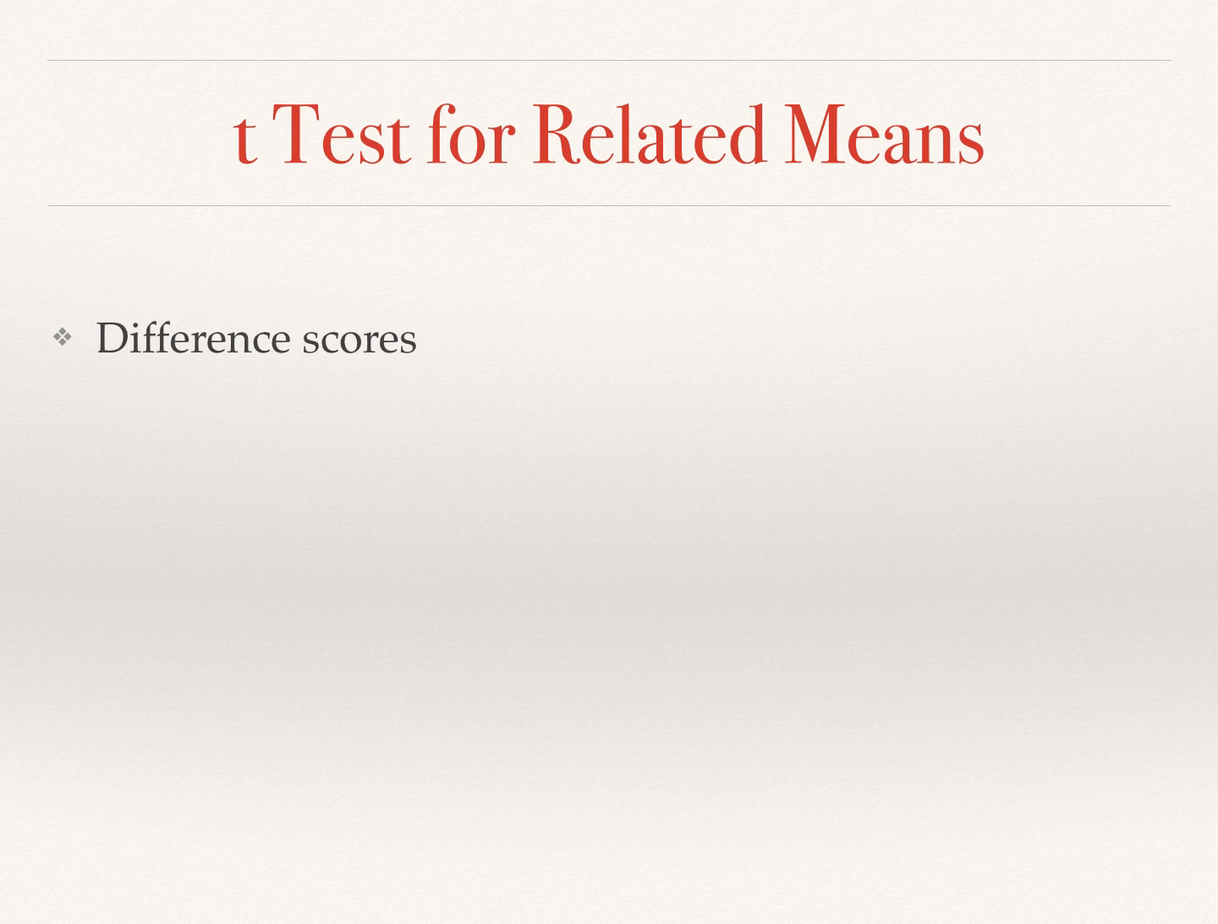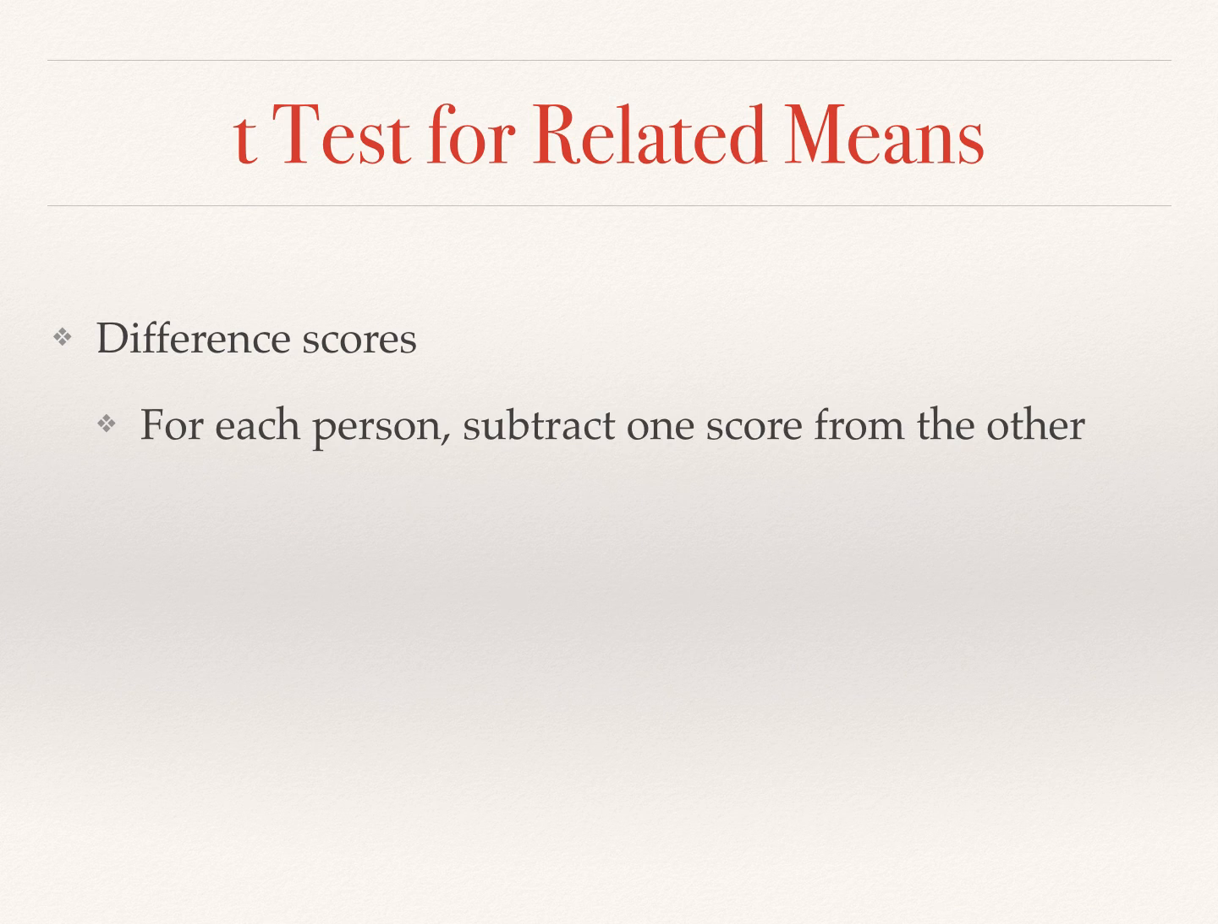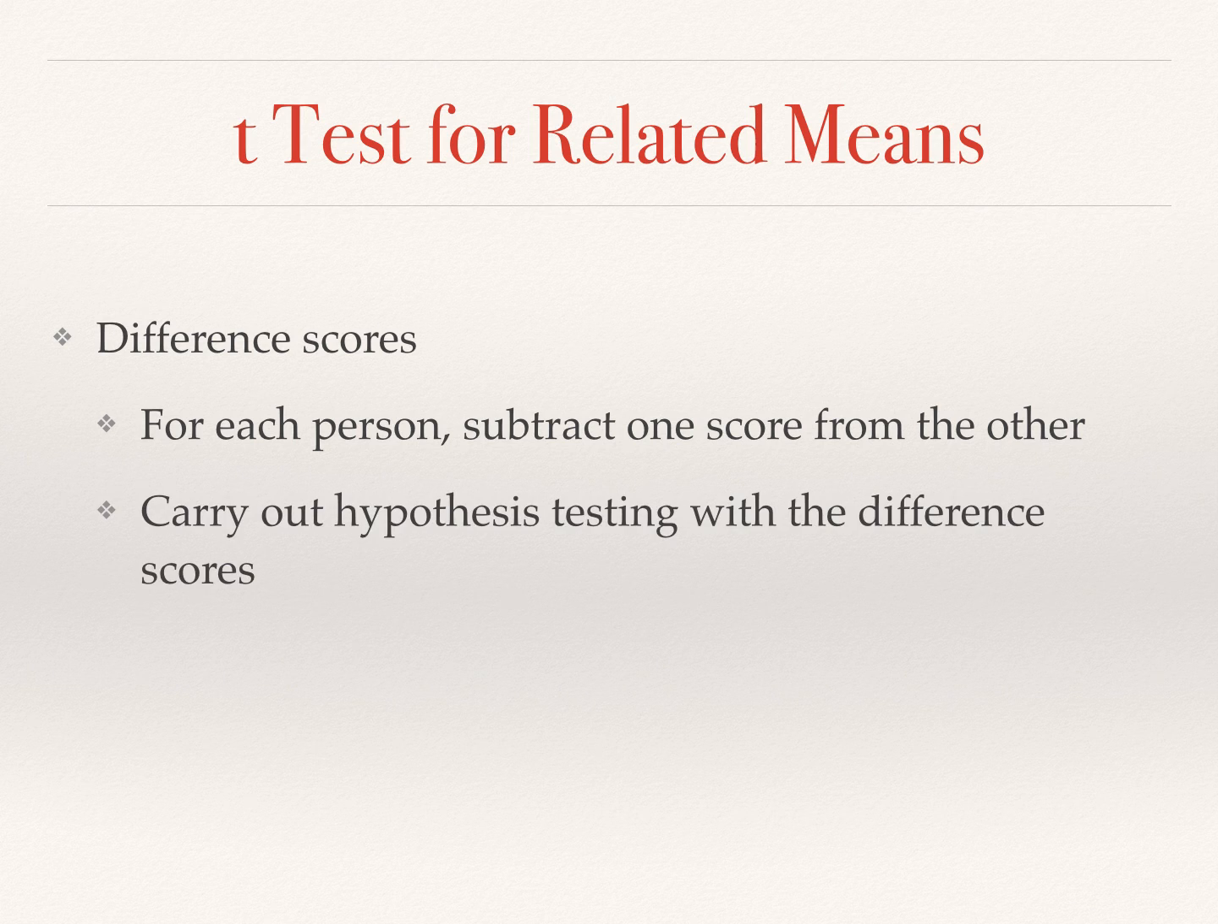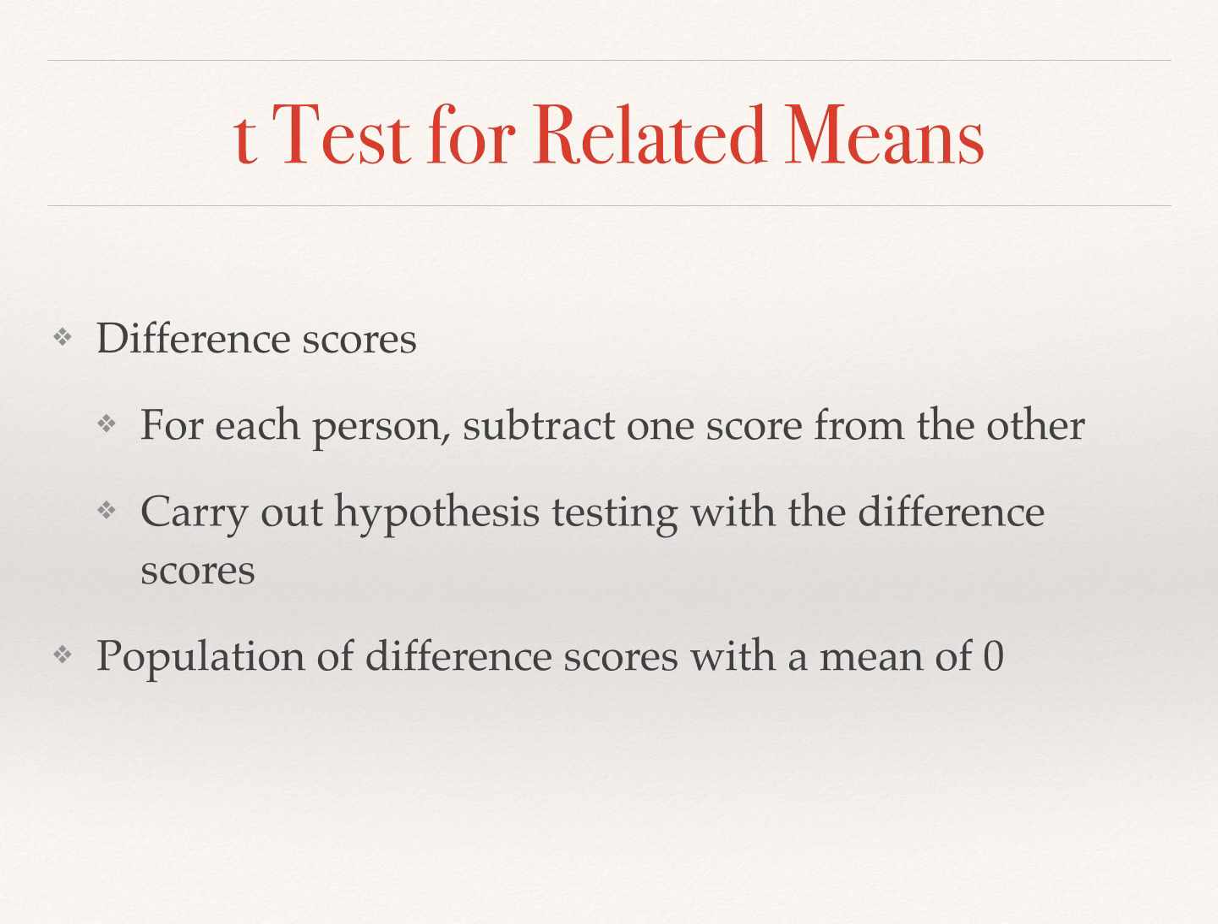The main difference here from the single samples t-test is that we're going to be using difference scores. Those are really easy to calculate. You do them just the way you think you would. For each person, you subtract one score from the other. Then we carry out the hypothesis testing just as we would with a single sample t-test, but now we're using these difference scores. So we've done this conversion at the beginning that enables us to use the single sample t-test formulas.